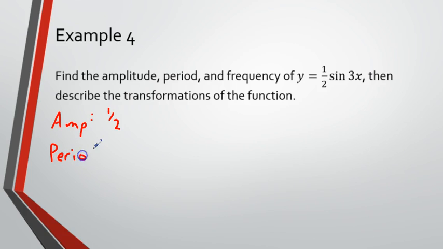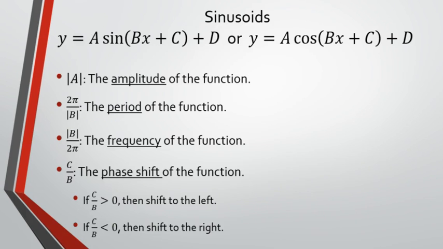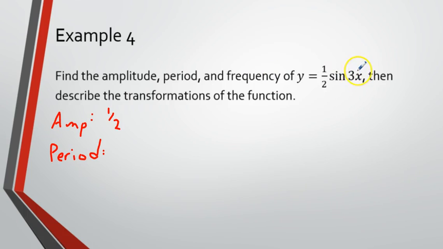So how long does it take for the graph to complete its pattern, to go through a full cycle? The period is 2 pi divided by the absolute value of b. So we want to look at the number that's being multiplied by x, and we're going to do 2 pi divided by that number. Looking at our specific example, the number that's being multiplied by x is a 3. So I have 2 pi divided by the absolute value of that, which is still just 3. So this is how long it takes for the graph to go through one wave pattern.